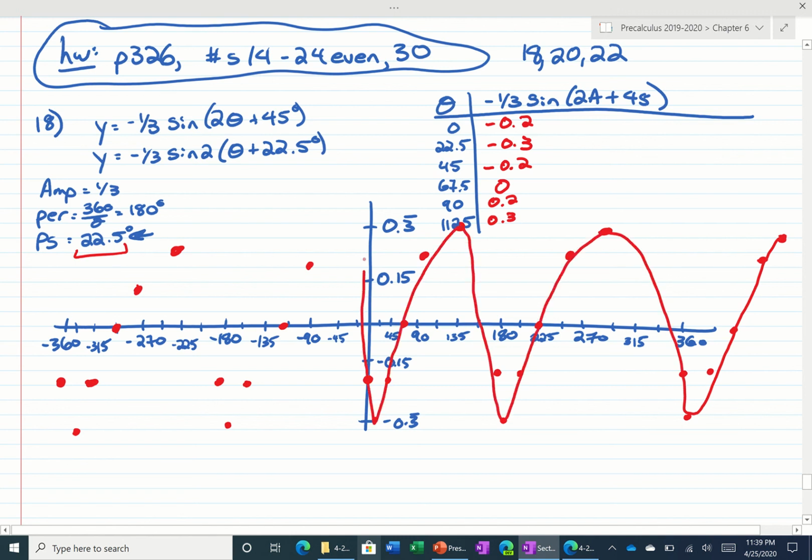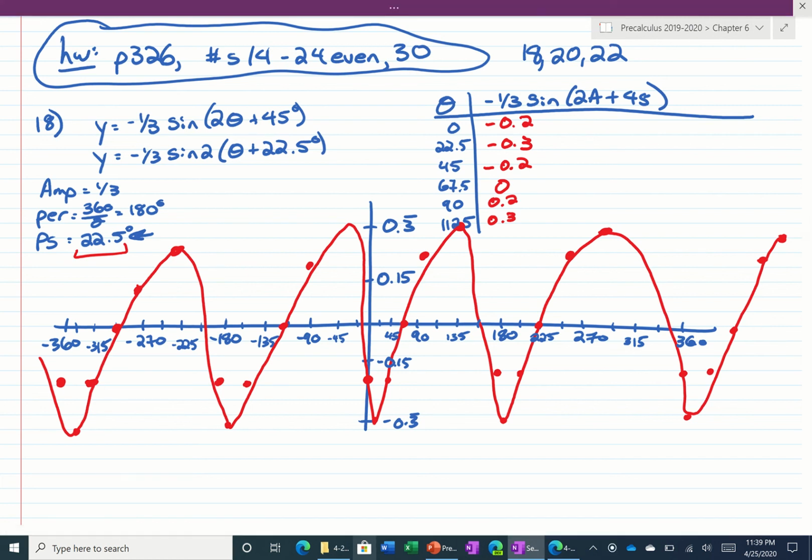You know, I mean, is it perfect? No, but you get the idea. Every 180 degrees, the graph repeats. Looks like a wave. It's good enough.